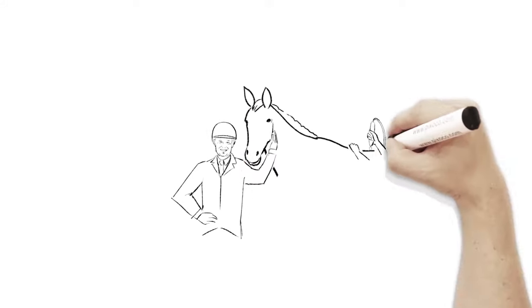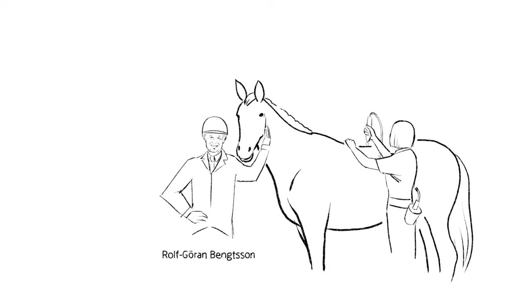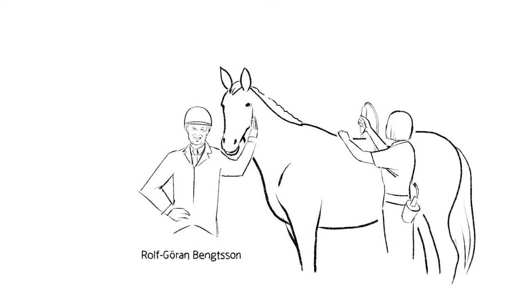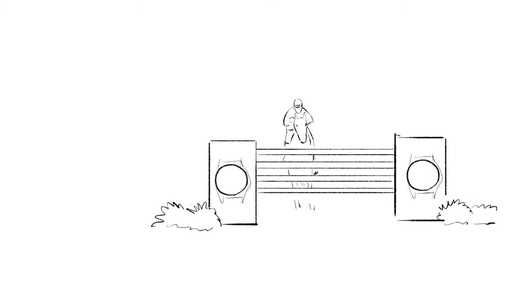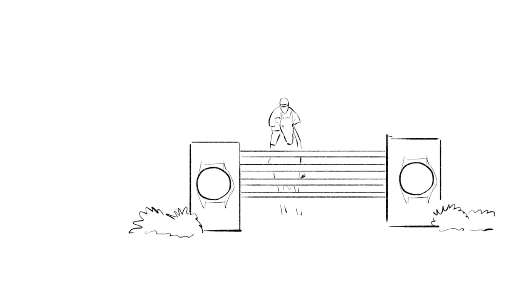One example is when Swedish show jumping professional Rolf-Göran Bengtsson had his horses treated regularly during the 2016 season and surprised everyone by being one victor away from winning the Global Champions Tour before the final Grand Prix.